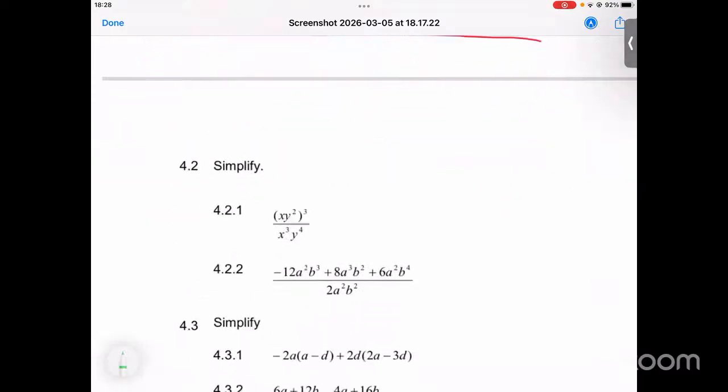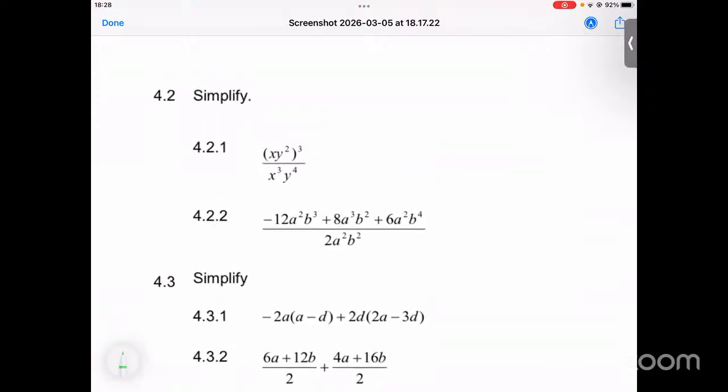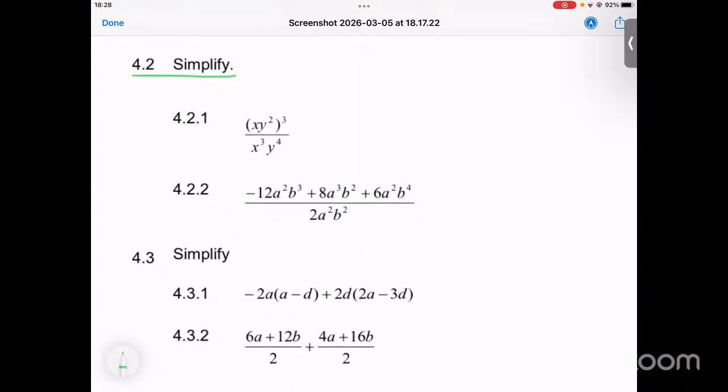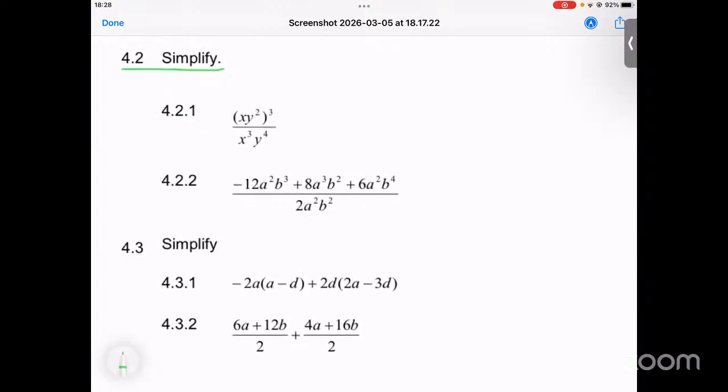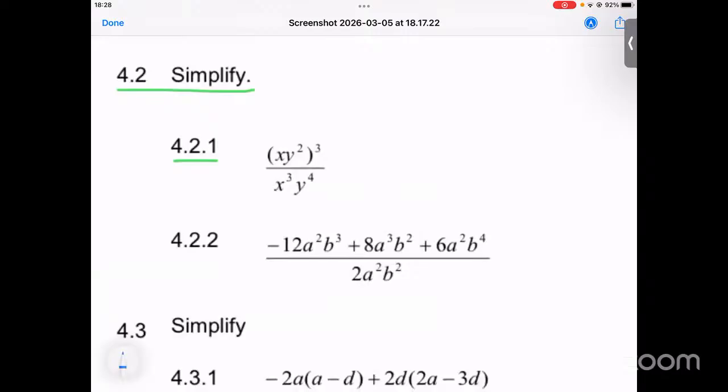Okay, then it's fine. Moving on to 4.2, they want you to simplify. So simplifying, it already tells you that you are dealing with expressions and not equations because you do not have an equal sign. So 4.2.1, definitely you will always look at where you are having the bracket. So for this one, it definitely looks like it will be that outside 3 multiplying the exponent of 1 for x and also multiplying that exponent of 2.